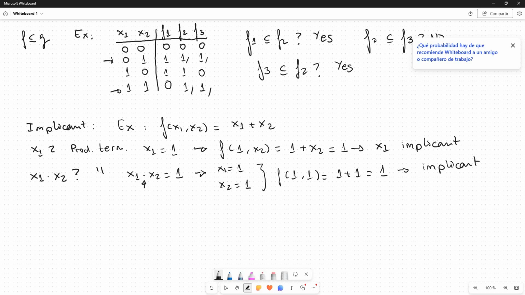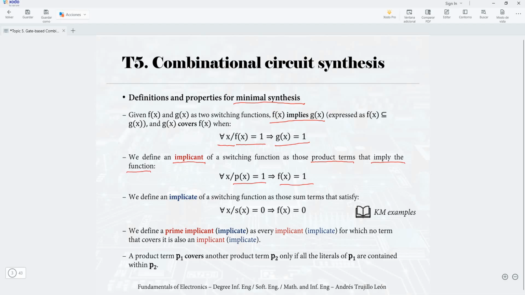More examples. Is x1 plus x2 an implicant? This is easy. No. Why? Because this is not a product term. It's a sum term. Remember, a sum of literals is a sum term. So this is the concept of implicant. I think it's easy. We have also the concept of implicate.